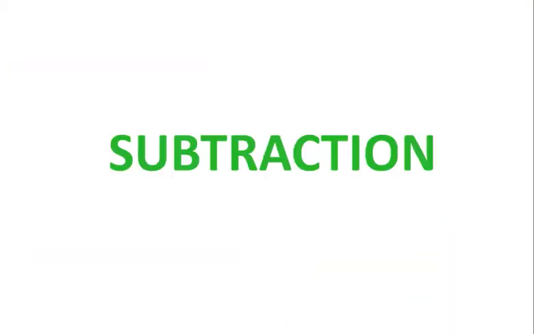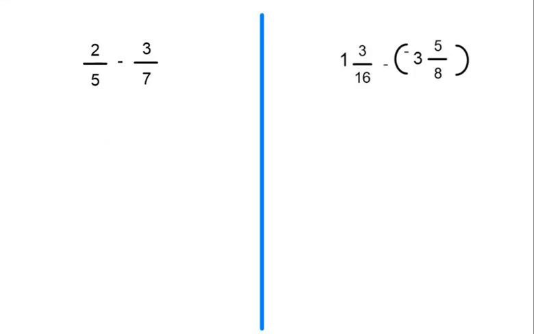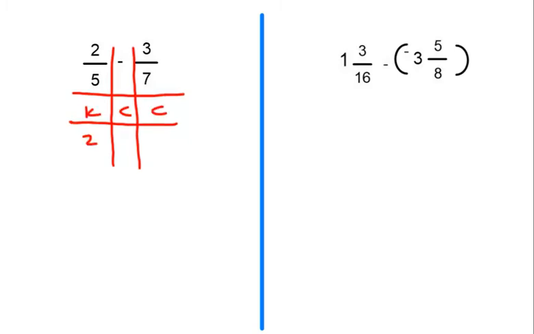All right, so let's do some subtraction. Okay, so here we have 2/5 minus 3/7. So remember, keep, change, change. And you don't have to draw the tic-tac-toe, but I'm going to. So I have 2/5 plus negative 3 over 7. So my common denominator is going to be 35.